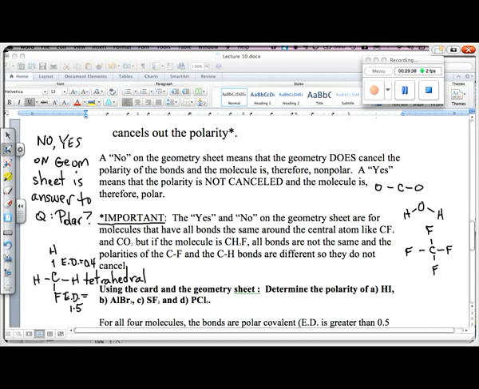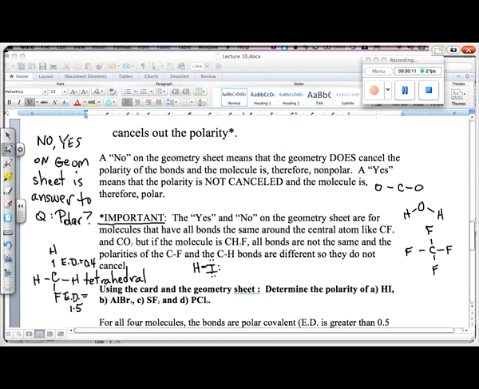Okay, let's do some examples. Just leave this up. Determine, using the card and the geometry sheet, the polarity of HI, and so on. All right? Quick little Lewis dots would probably be good at this point. I'm going to start them up here. So HI. Now, two-atom molecules are not on the geometry sheet.